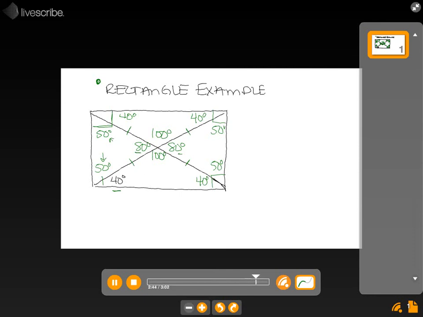So we found every angle in that rectangle, and it wasn't that difficult. We just needed to know that the corners were 90 degrees, and that there's 180 degrees in a triangle, and that isosceles triangles have congruent base angles. And if we know that, we can figure out any of the angles in a rectangle as long as they give you one.